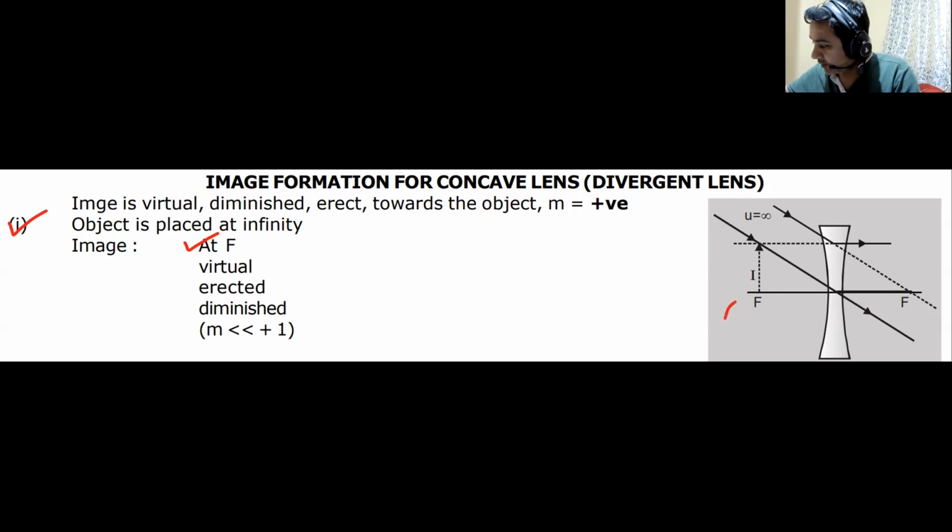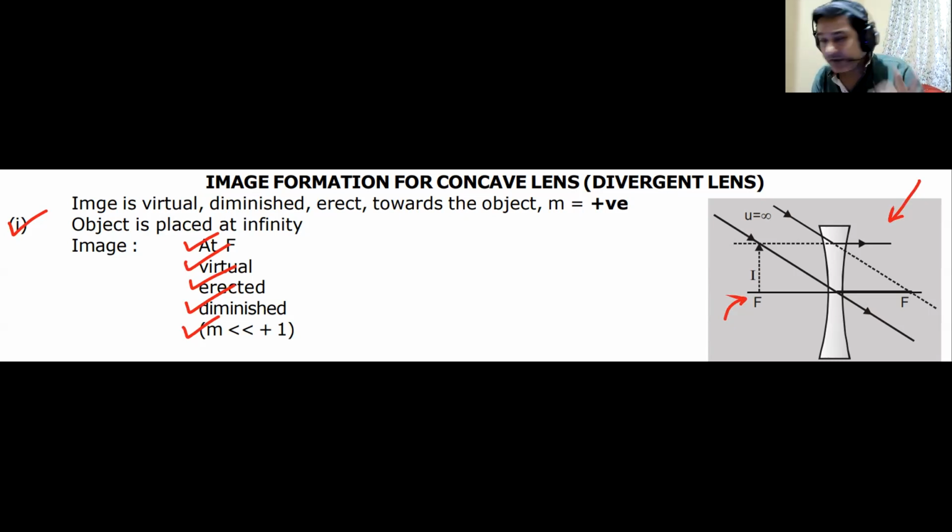You can see that image is formed at F. It is virtual, it is erect, it is highly diminished. If the rays are coming parallel to the principal axis, image will be a point image. If it is not parallel to the principal axis, image will be very, very small, but not a point. This is the diagram. This is the convergent lens. This is the divergent lens. Please draw the diagram. I hope you understand this.